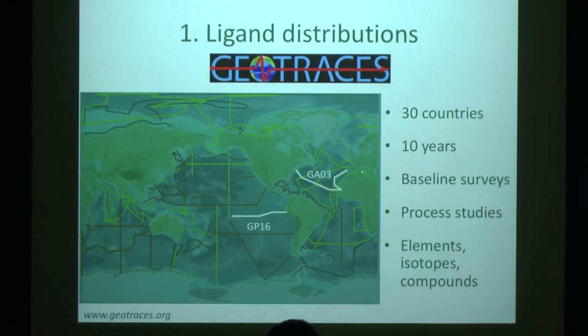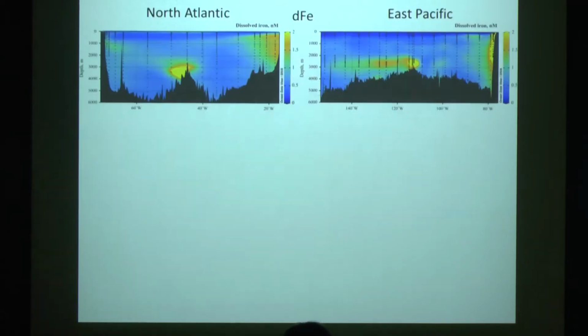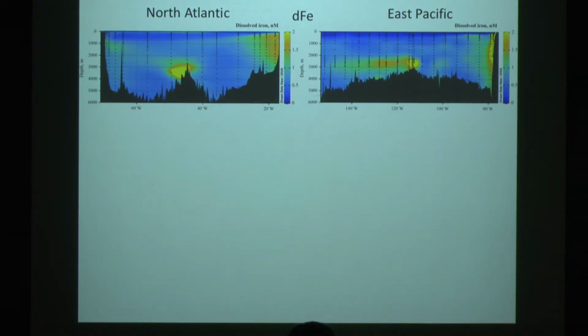For iron-binding ligands, I measured the concentrations of those ligands on the GA03, which was in the North Atlantic, and on GP16, which is in the Eastern Equatorial Pacific, and I'm going to show you a synthesis of that data. These are contour plots of dissolved iron from those. So this is that North Atlantic section. Over here is Africa. This is the Mid-Atlantic Ridge. The black is your bathymetry. Whenever you're looking at a contour plot, you've got depth here, right? We're going east to west.